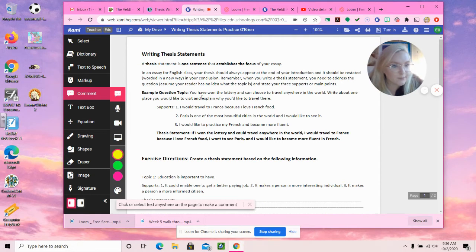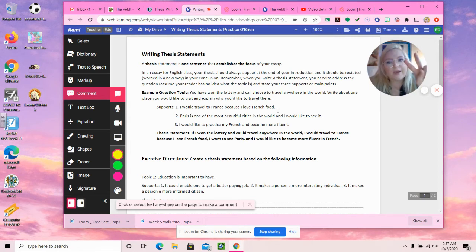Okay. So an example topic question you might get in the future, maybe on an SOL or even on an essay. Okay. So you have won the lottery and you can choose to travel anywhere in the world. Write about one place you'd like to visit and explain why you'd like to travel there. So this person came up with three reasons why they wanted to go to France. Okay. Their first reason, I would travel to France because I love French food. That's a really good reason. I would go to France for the food.